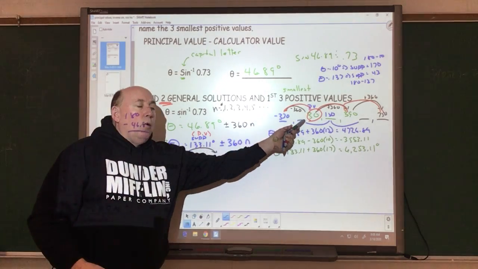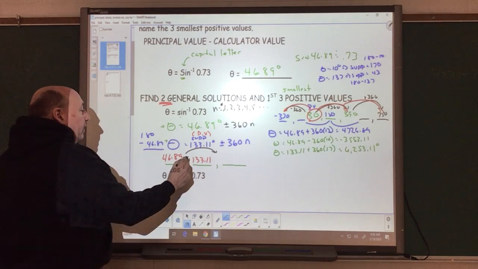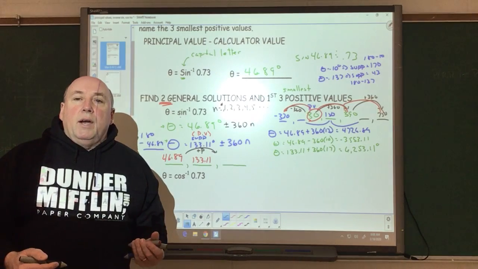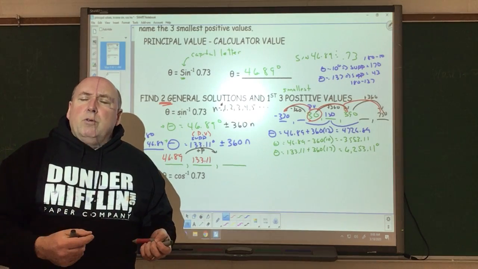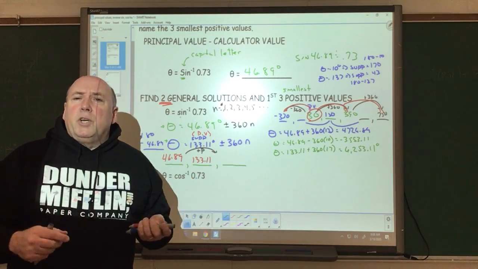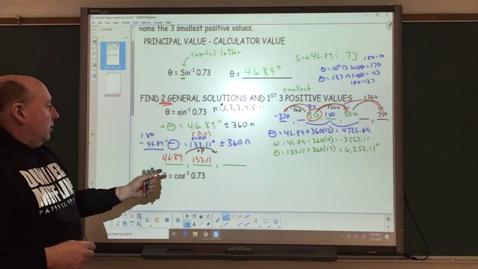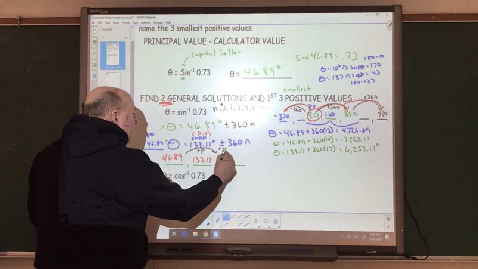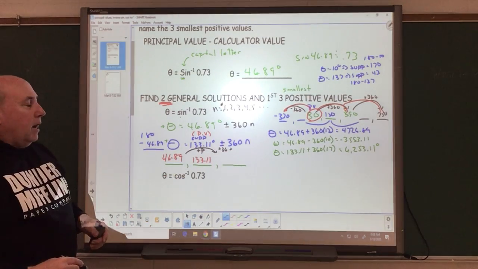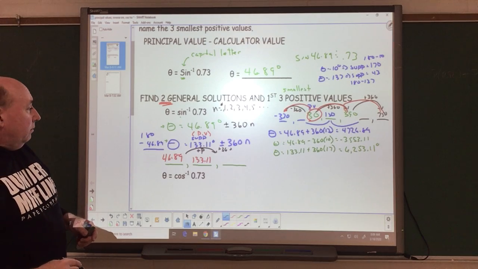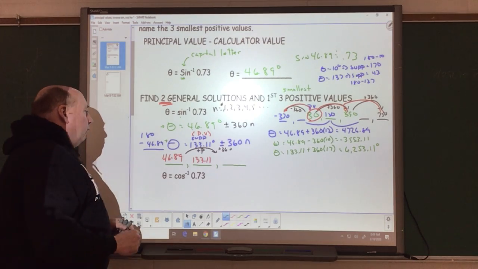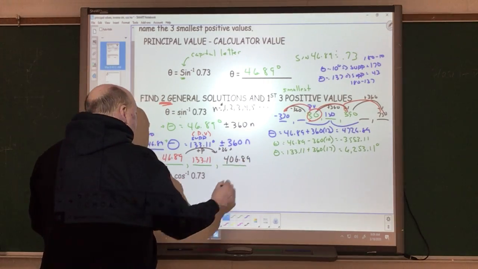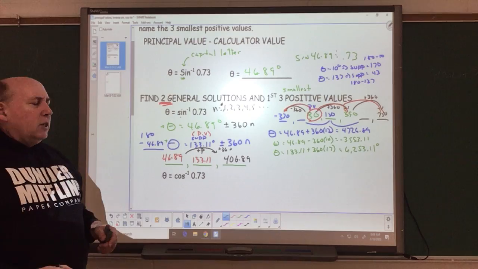At this point, we play leapfrog to go from 1 to 3. Just like up here, we add 360 degrees, or we add the period. Now we're just going to have 360 degrees for right now, but eventually, as we work through these equations, the period will change. So I'm going to add the period, which is 360. So I have 46.89 plus 360 degrees, which hopefully is 406.89.